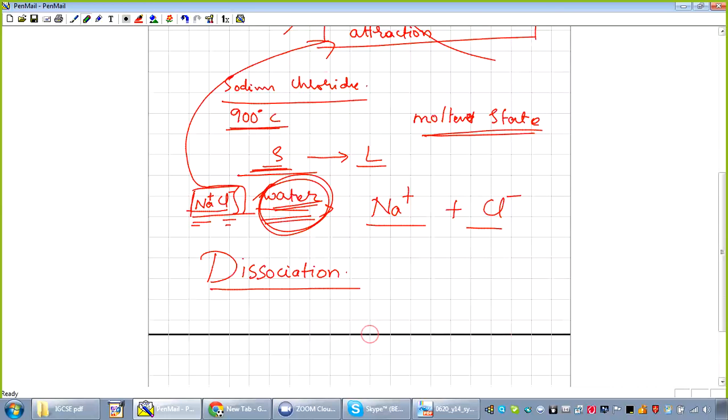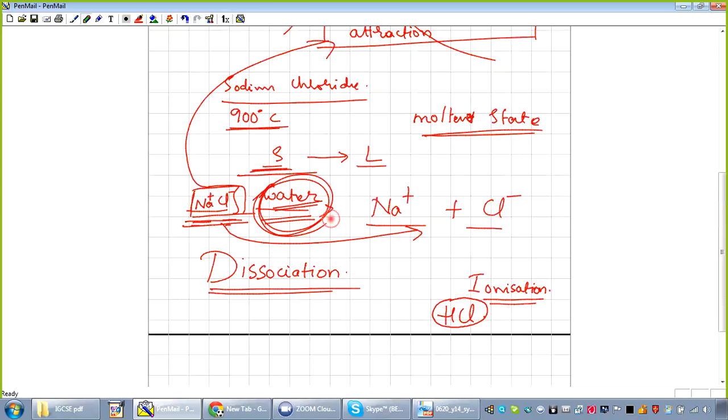For ionization, what example had I considered? It was HCl. Originally, ions are not present there. It's a polar covalent compound, so such compounds will undergo ionization, that is, formation of ions. And dissociation is what? The ions are already present, it's just separation, either by dissolving it in water or by converting it to the molten state, that is, heating it to its melting point. So this was the difference between dissociation and ionization.